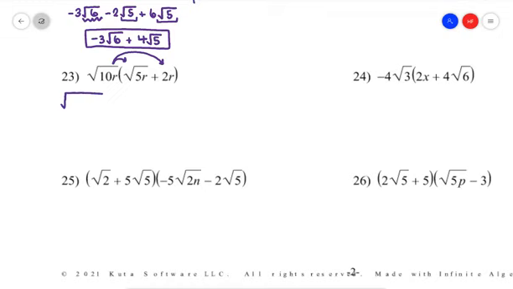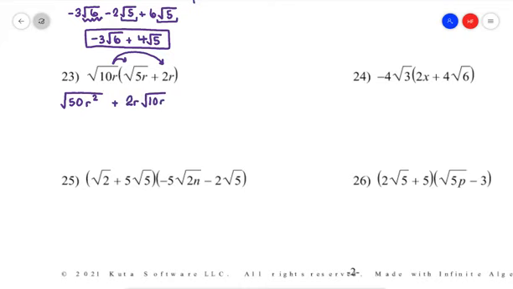So 10 and 5, we get 50. R and R, we get R squared. And then 2R is on the outside, so it'll remain on the outside. And then 10R will remain on the inside. So now we will simplify what's underneath the radical.